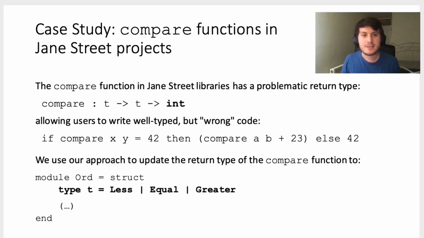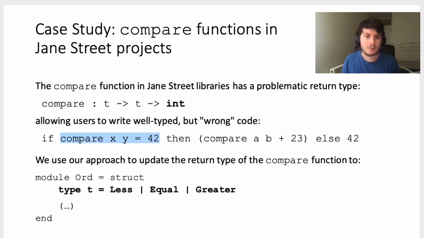We will now look at a case study where we apply our approach, the Jane Street compare functions. As in the OCaml standard library, the compare functions in Jane Street libraries have a somewhat problematic return type. For each two arguments of type t, they return an integer -1, 0, or 1. This can lead to code that, while being well typed, is semantically wrong. For example, where the result of compare is tested to be equal to 42, which can never happen.